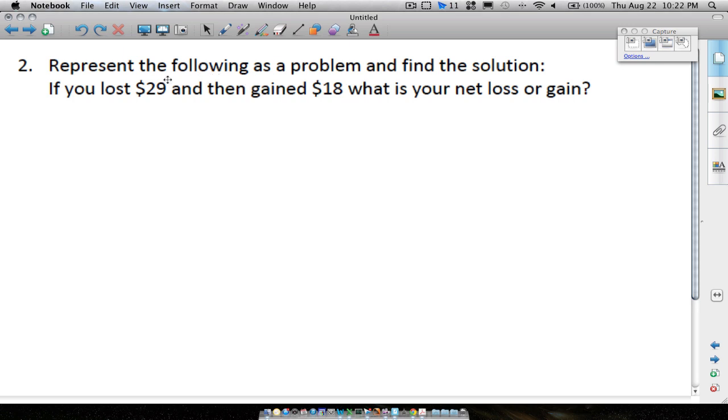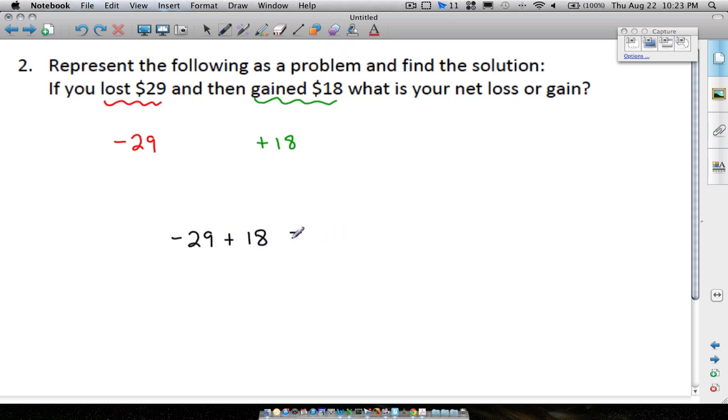Question number 2, we want to represent the following as a problem and find the solution. If you lost $29, I'm thinking negative 29, and then you gained $18, that's going to be a positive 18. What is your net loss or gain? So we're setting this up, or representing this, as a problem. We can set this up as negative 29 plus 18.